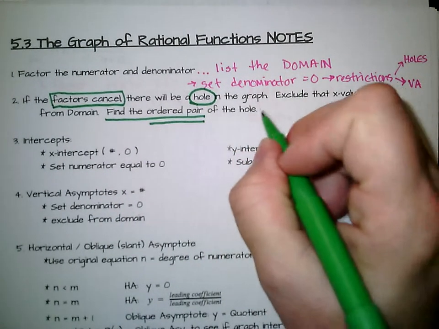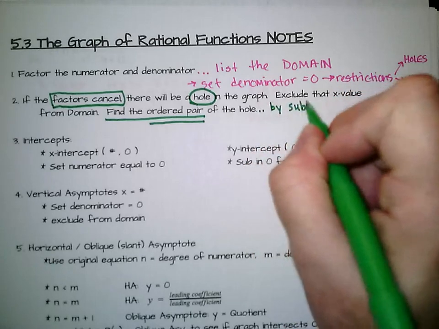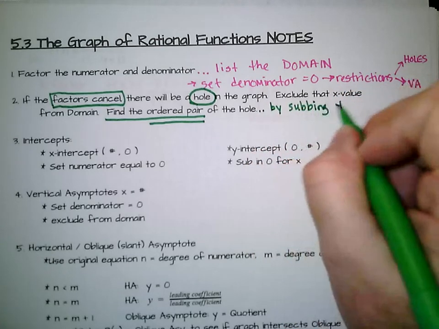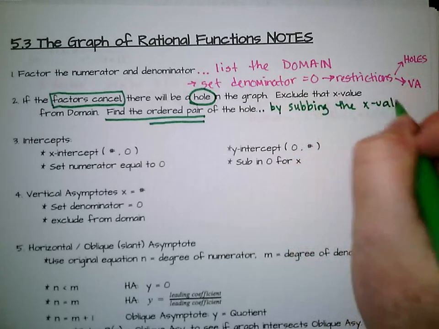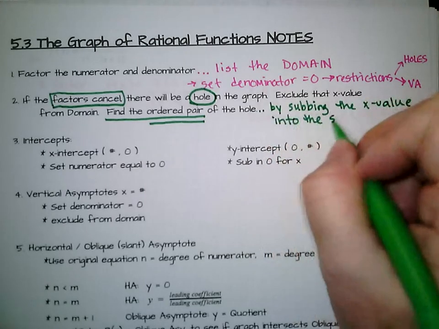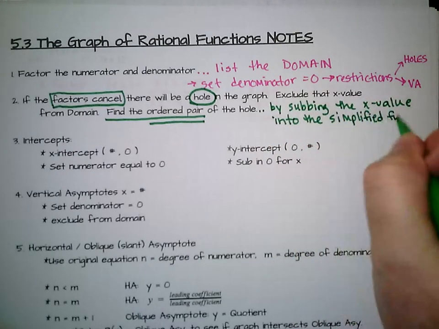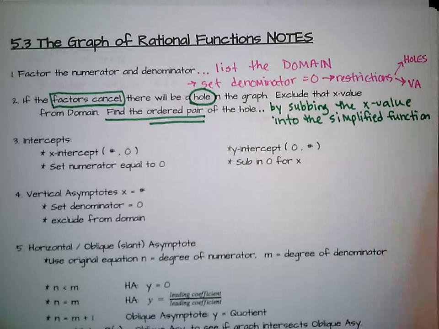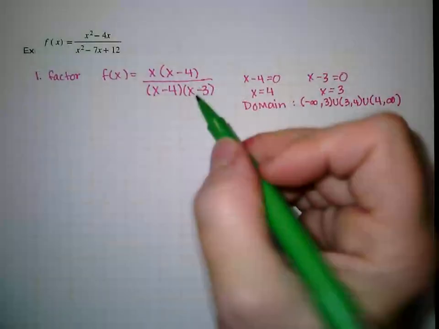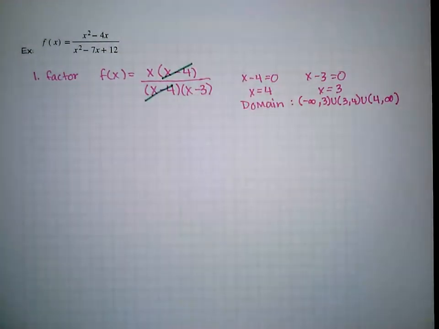So find the ordered pair of the hole, and we're going to do that by subbing the x value into the simplified function. Okay, so let's practice because our function actually has a factor that we can cancel out.